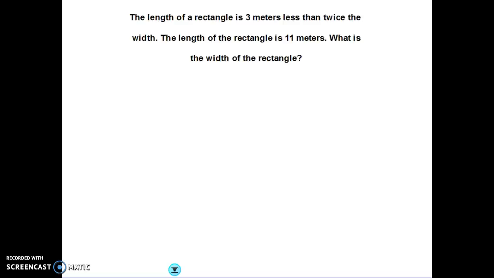Step 2 is to underline the question. Our question is the last sentence. What is the width of the rectangle? Step 3, we're going to go back and box any math terms.